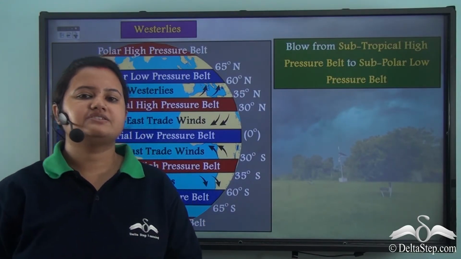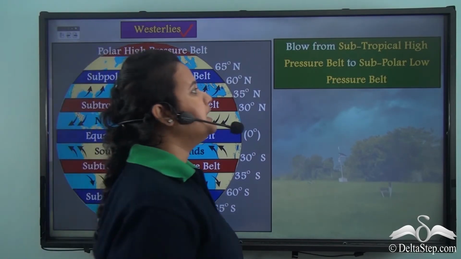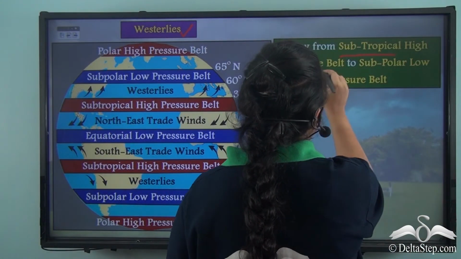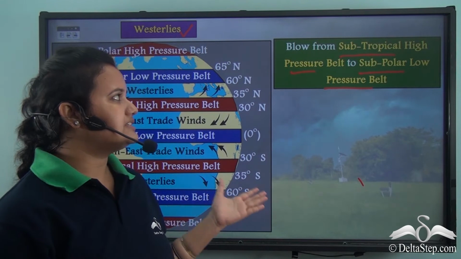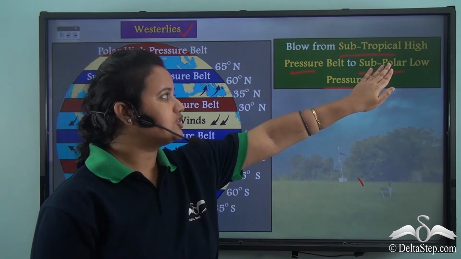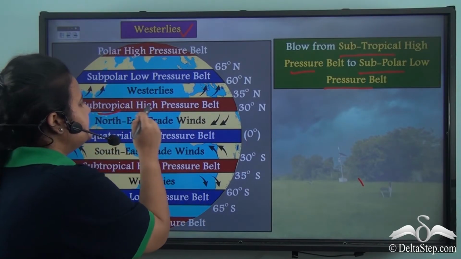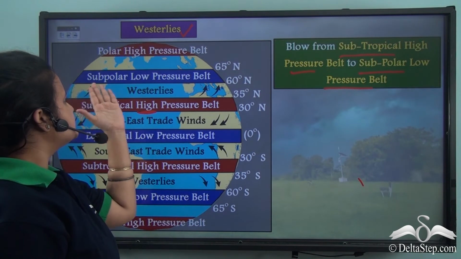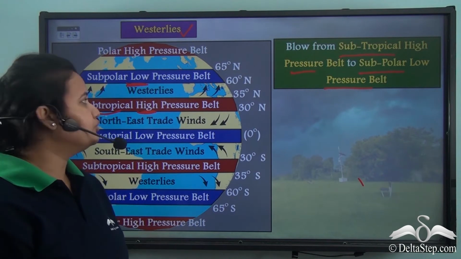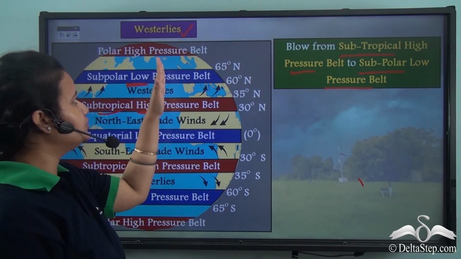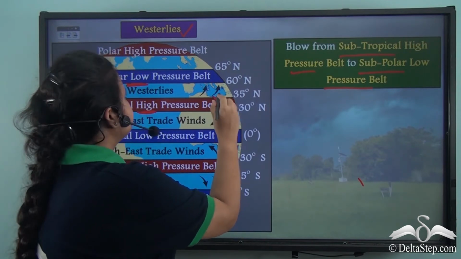Another type of planetary winds is westerlies. Westerlies blow from the subtropical high pressure belt to the subpolar low pressure belt. Again, as we can see, winds blow from high pressure belt to low pressure belt. The subtropical pressure belt is a high pressure belt and the subpolar pressure belt is a low pressure belt, as we can see from the picture.